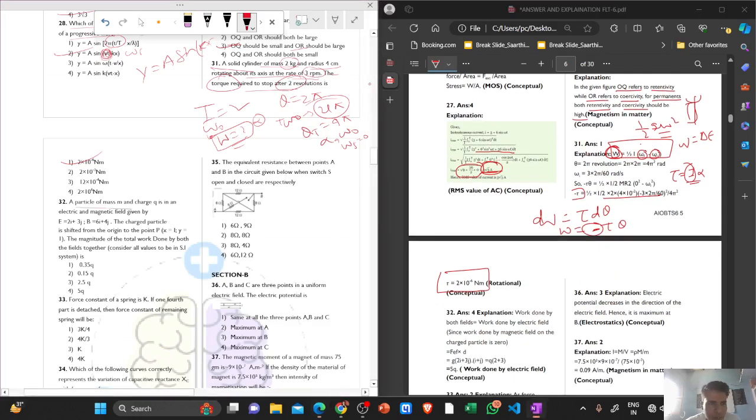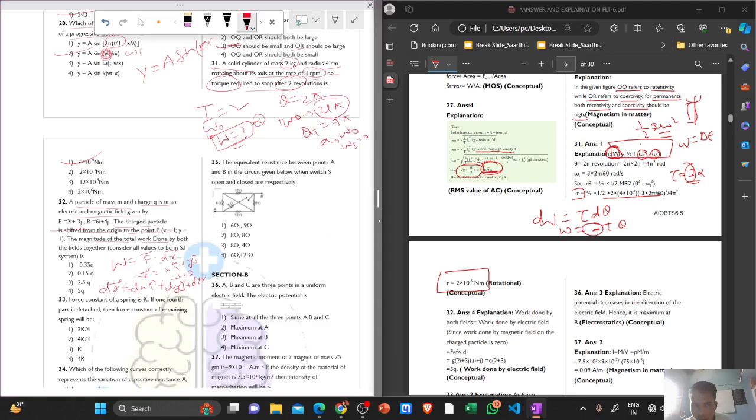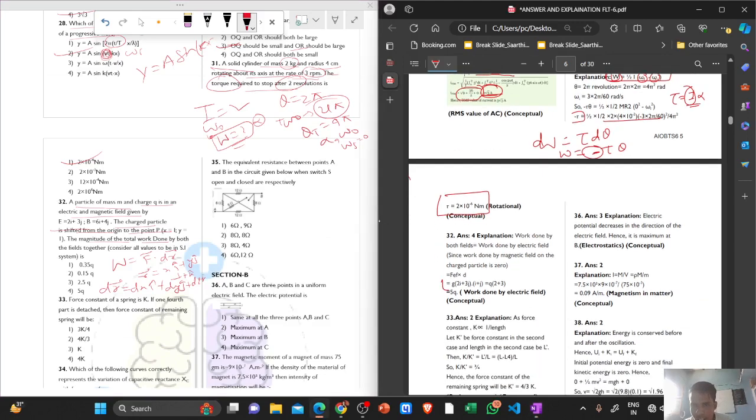A particle of mass and charge q is shifted from the origin. It's simply asking for the work. You just need to calculate work is equal to F dot dr, and you know the R vector is given by x i cap plus y j cap plus z k cap. You simply need to calculate the dr vector, which is equal to dx i cap plus dy j cap plus dz k cap. Simply take the dot product and get the value. This is the explanation to this question. The value is equal to 5 times, so option 4 will be the correct answer. Now moving to the next question.